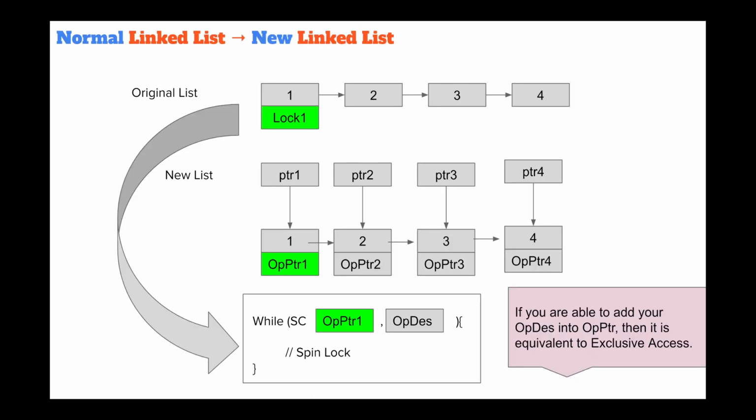So if you think intuitively, essentially we are converting a lock to a spin lock. In the original list we had lock 1, and right now we have op pointer 1, which is a pointer to an op description. So we are essentially using store conditional in a while loop, and marking the op pointer with a new op description for a process. When a process is able to successfully mark an op pointer with its op description, it can be said to be equivalent to exclusive access.